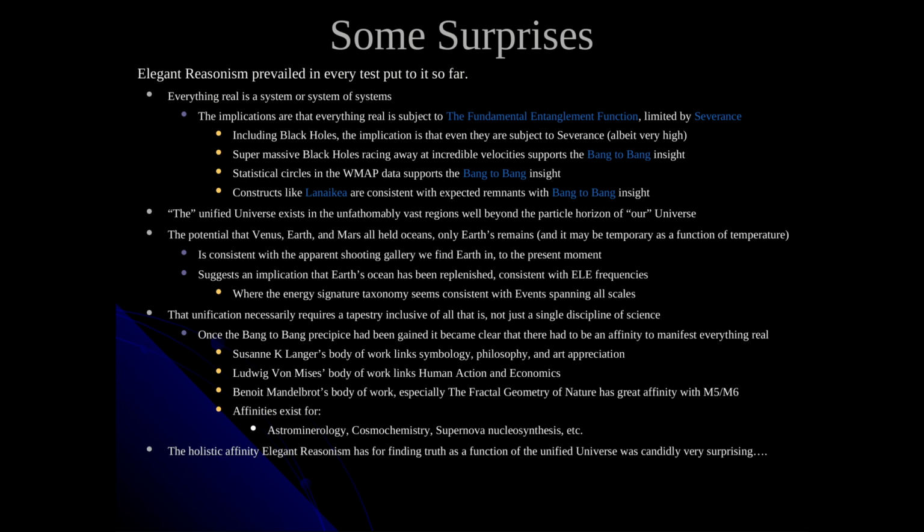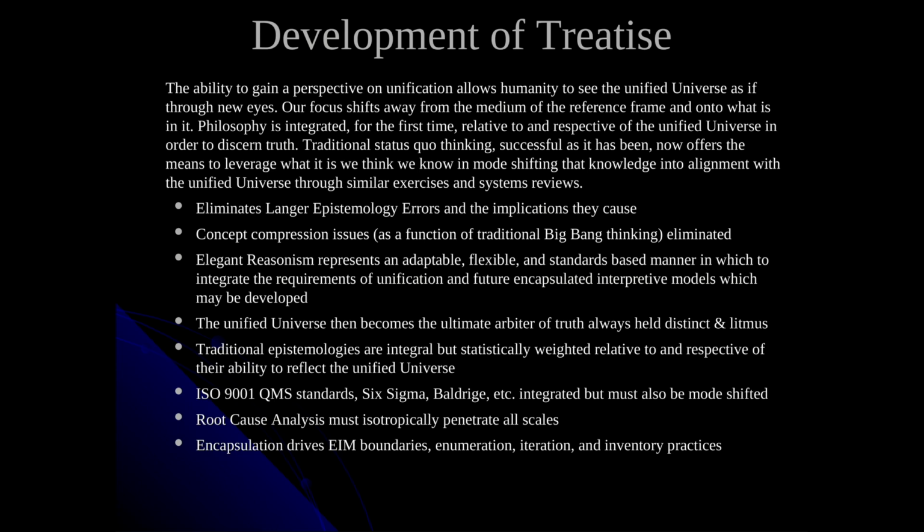I wish I could have found ways to articulate all this faster and better so that people can come to understand what it is we've done a little easier, maybe. So when we look at the development of our treatise, and we've now backed up away from the recognition phase, the illumination phase, and the analytical phase, we find that the process has a purpose of eliminating Langer epistemology errors to the degree that we can do that, and the implications that they cause.